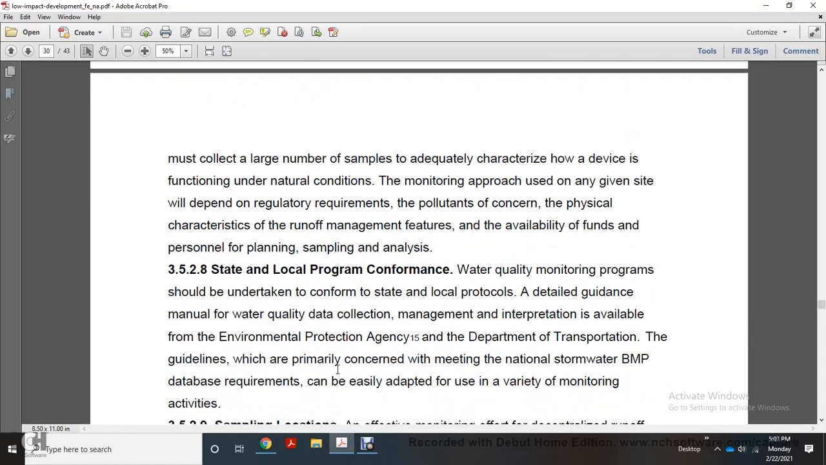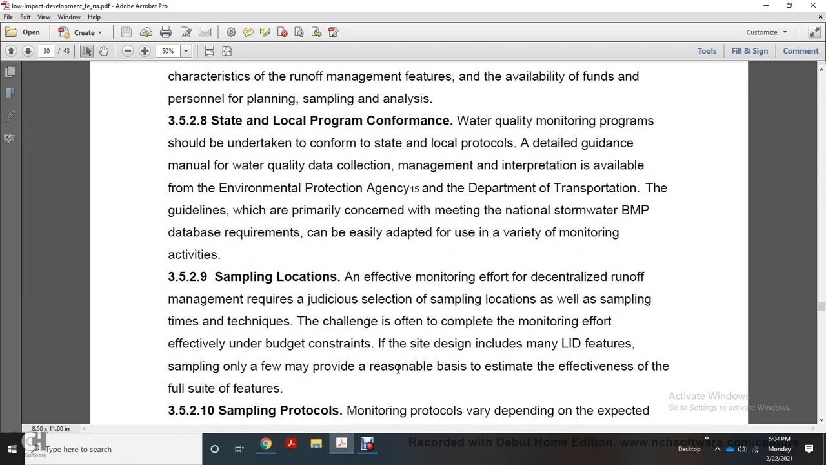State and local program conformance. Water quality monitoring programs should be undertaken in conformance with state and local protocols. Detailed guidance, including a monitoring manual on water quality data collection, management, and interpretation, is available from the Environmental Protection Agency and the Department of Transportation. These guidelines are primarily concerned with meeting the National Stormwater Best Management Practice data requirements and are easily adapted for use in a variety of monitoring activities.